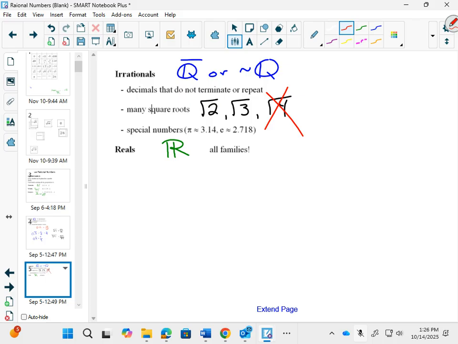And 2 is a fraction, 2 over 1. It's a rational number. It's also a whole number. It's also a natural number.